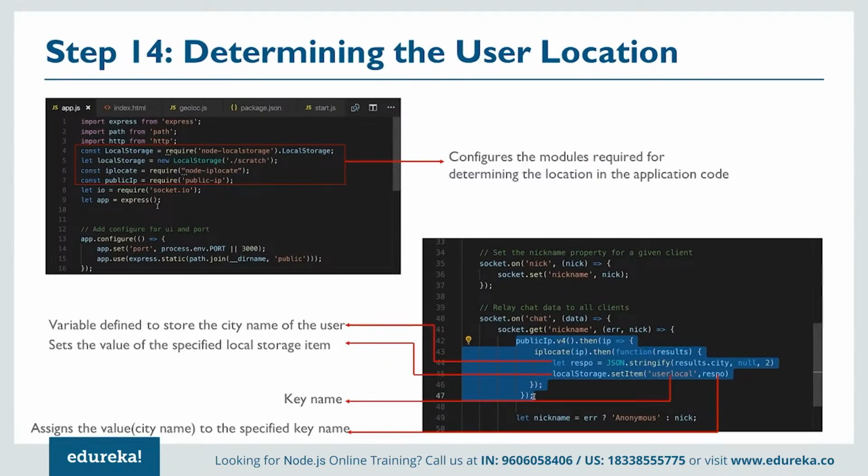Now, a variable is defined to store the city name of the user. So we have a call that sets the value of the specified local storage item. So we have the IP locate and public IP. So when we receive a nickname, IP locate v4.